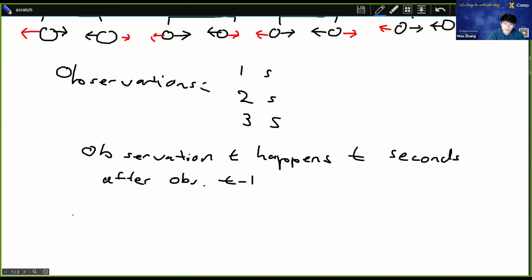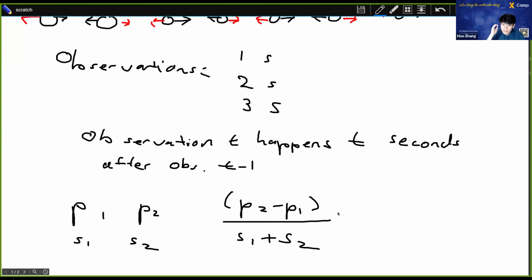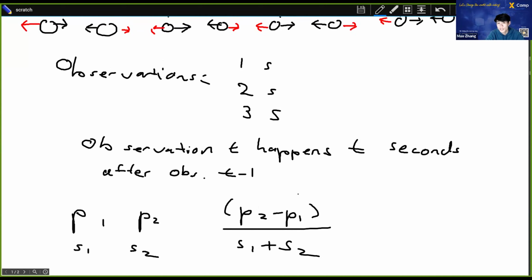And we say that if the two particles are at positions P1 and P2, and they're moving at speeds S1 and S2, then we can do the math. The number of seconds it will take to collide should just be the distance between them divided by the total speed, right? So it should be P2 minus P1 divided by S1 plus S2. That should give us the number of seconds it will take for these two particles to collide, which is not necessarily an integer.